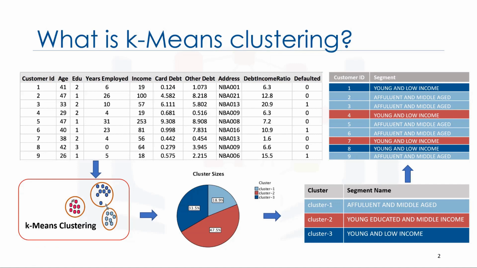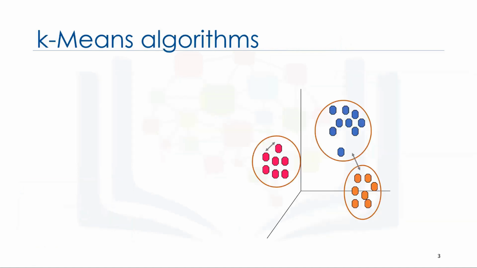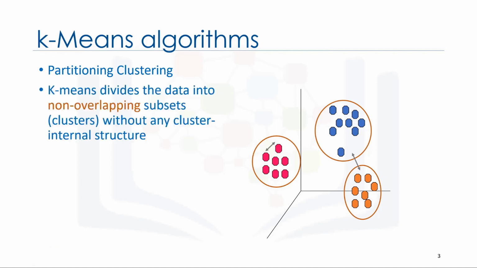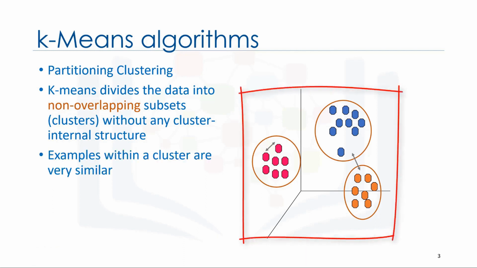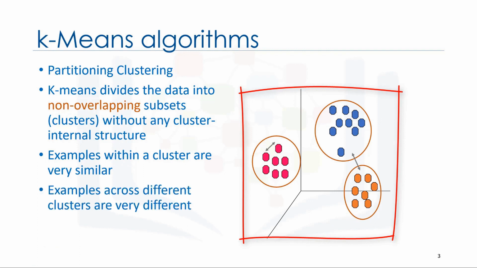K-means can group data only unsupervised, based on the similarity of customers to each other. Let's define this technique more formally. There are various types of clustering algorithms, such as partitioning, hierarchical, or density-based clustering. K-means is a type of partitioning clustering. That is, it divides the data into K non-overlapping subsets, or clusters, without any cluster internal structure or labels. This means it's an unsupervised algorithm. Objects within a cluster are very similar, and objects across different clusters are very different or dissimilar.